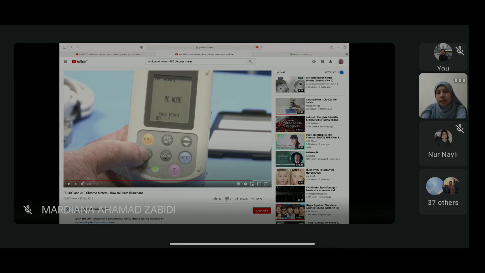So sekarang ni yang you all belajar adalah LAB, L, a star, b star. So nanti kalau kamu nak pilih, kamu akan pilih that particular color system. They have other color system as well yang saya mention just now. Okay, kalau kamu tengok on the screen ni, yang ini PC mode. Maksudnya this particular handheld chromameter is being attached to the PC. Tapi kalau it is not being attached to the PC, kamu boleh nampak all the values dekat sini. Nanti sekejap lagi saya tunjuk.